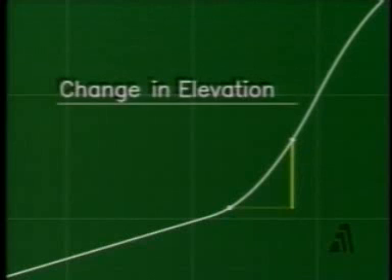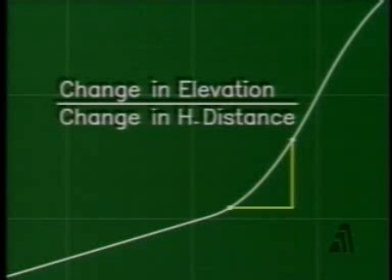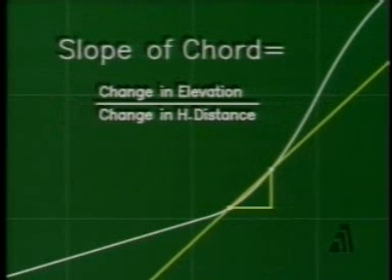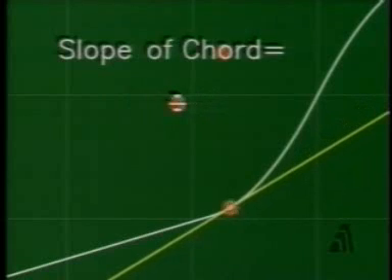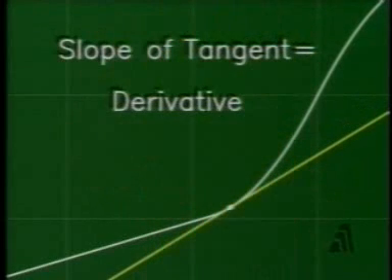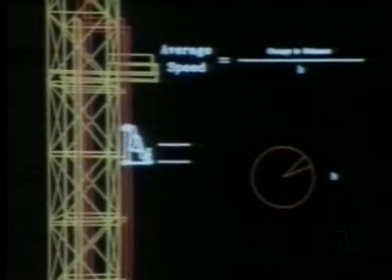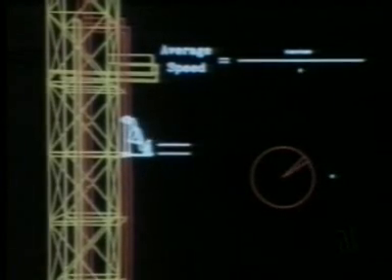Change in elevation is divided by change in horizontal distance. The result is the slope of a chord joining 2 points. When the horizontal distance shrinks to zero, the limiting value of the slope of the chord is the slope at that point. Differentiation. The goals and calculations differ, but not the essential concept nor the process.